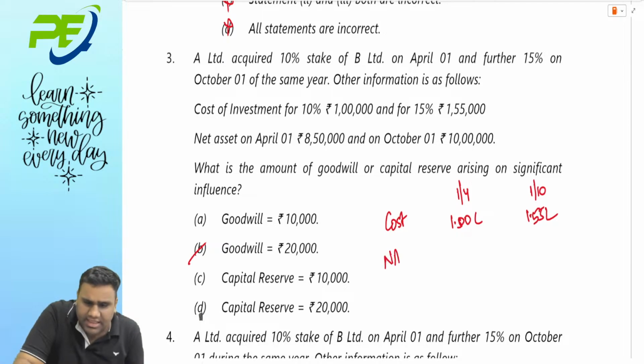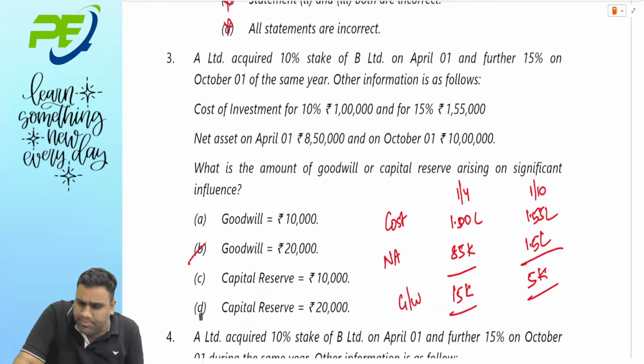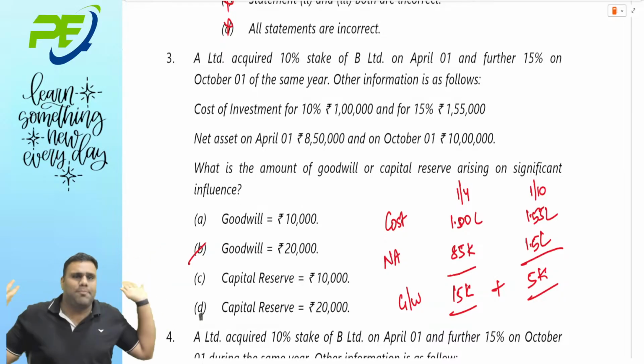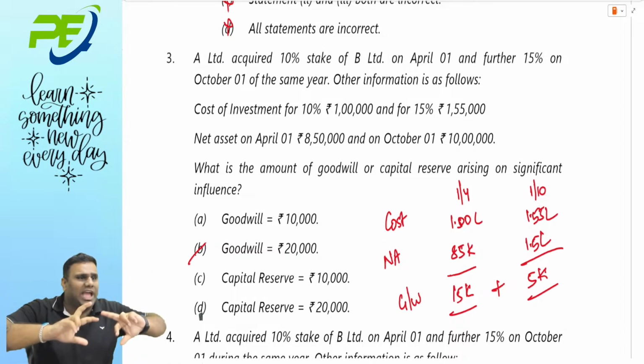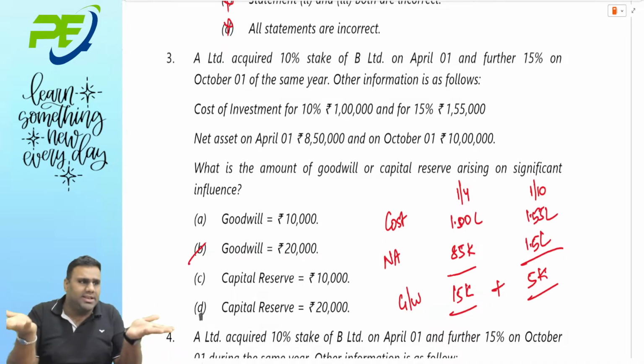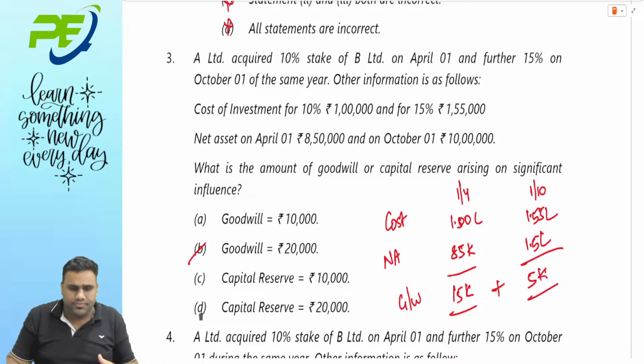Then net assets, 8.5 lakh into 10%. I have paid extra or less? Extra 15,000. Everyone, this is goodwill. And here, 10 lakh into 15%, 1.5 lakh. So here also 5,000 extra. 15 plus 5, 20,000. Now tell me anything difficult in step acquisition. In step acquisition you have to calculate two goodwills or two capital reserves, or one goodwill and one capital reserve is also possible. Everyone. Yes.